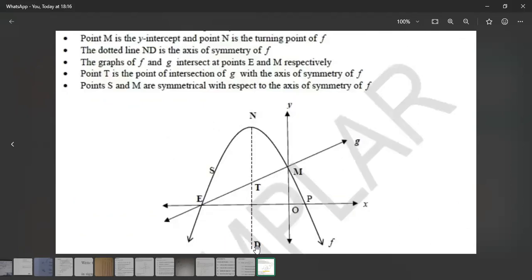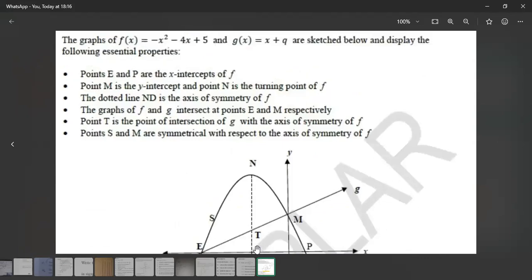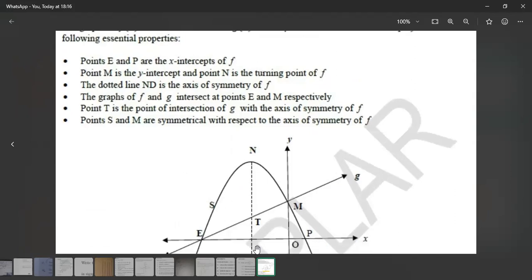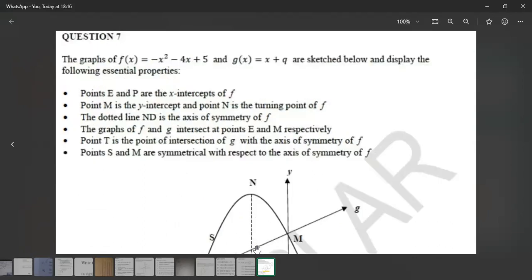So if we look at q, we understand it's the y-intercept of the straight line, g(x), right? But this is what they told us. They said the point M is the point of intersection of both f and g. And one thing we know is that the y-intercept of f is 5. So this means the y-intercept of g is bound to be 5 as well, because that's where they intersect. So we say the value of q is positive 5.